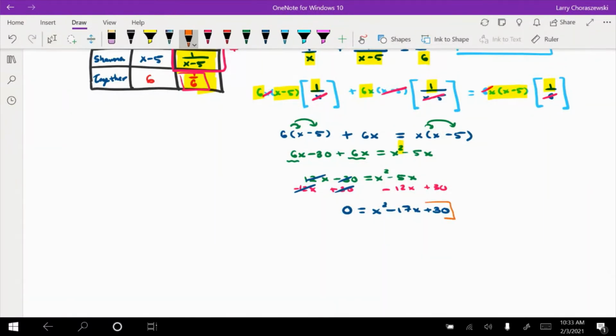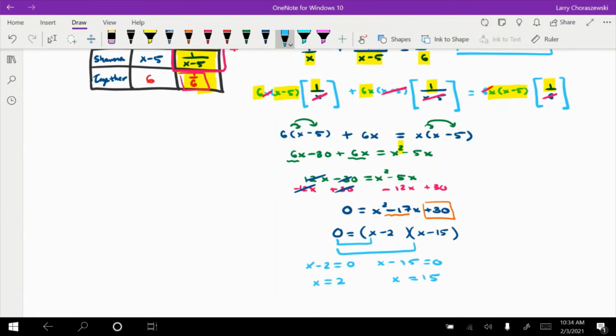So to see if it factors, we'd want to come up with numbers that multiply to give us positive 30, but also add up to negative 17. Any recommendations as to what two numbers are going to work for us there? Yep, we could do x minus 2 times x minus 15. Now, when we have one side completely factored, set equal to 0, you may recall that we set each factor to 0 to solve for x, and that's what we'll do here. And we get a couple of answers, x equals 2 and x equals 15.